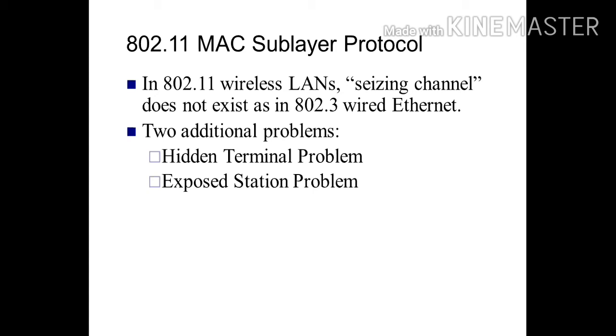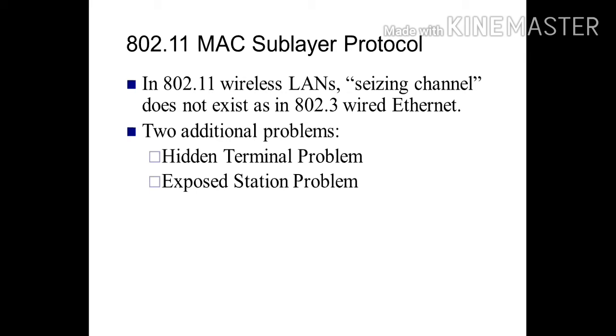Now we'll go to the layer above the physical layer. There is a MAC layer. As I have explained before, in wireless LAN, only two layers have been changed. That is the physical layer and the MAC layer. So what are the changes in the MAC layer?